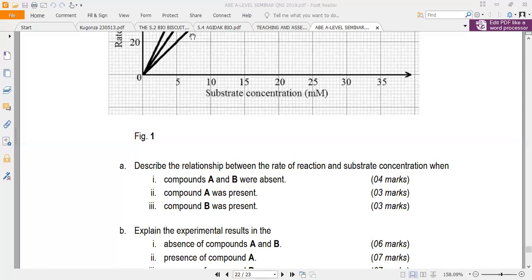Arafat is saying, can there be allosteric activators? No, they're not there. Or if they are there, then they are the same as enzyme activators.